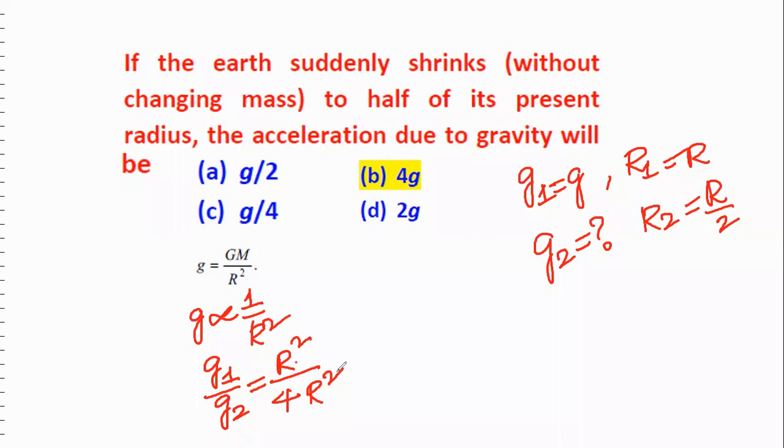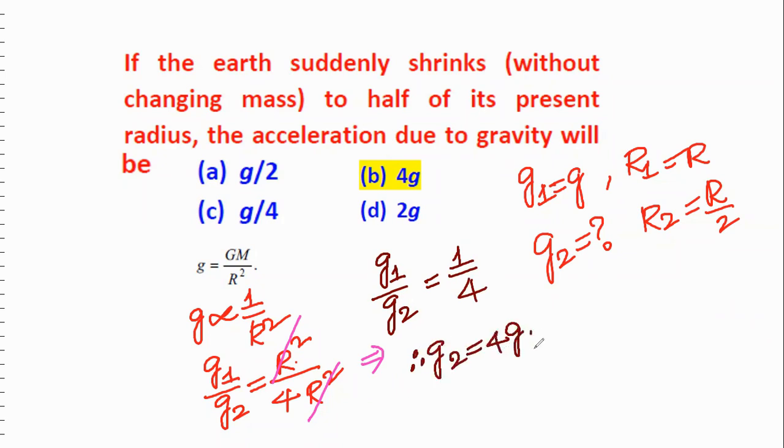In both the numerator and denominator, R square gets cancelled. g1 divided by g2 is equal to 1 by 4. Therefore, g2 is equal to 4 times g1, nothing but 4 times g, right?